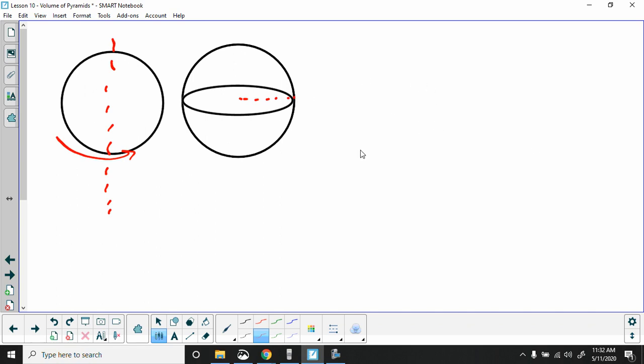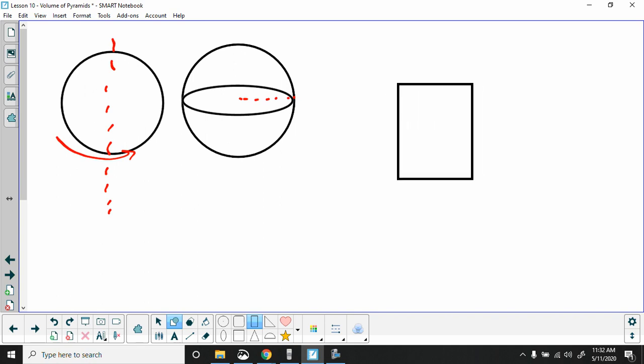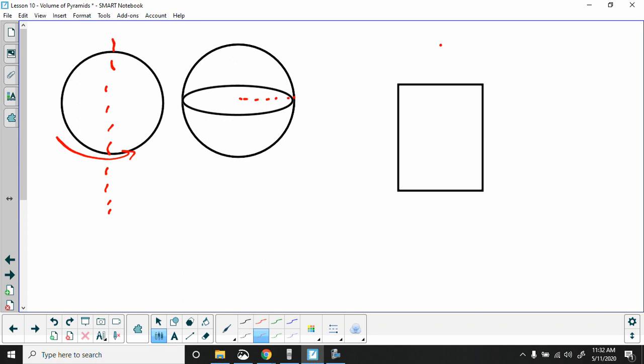Okay, another one. What if I were to spin this shape? Yeah, you've got to really use some imagination. If I were to spin this shape, we would get a cylinder. That's right. Well, you get the idea.